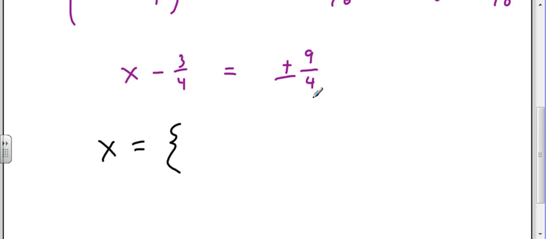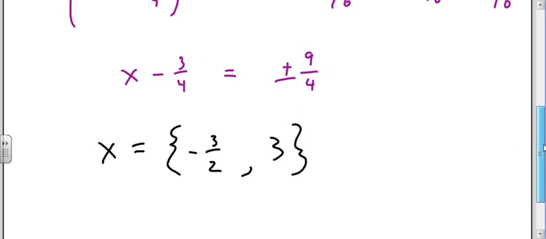What's 12 over 4? 3. So that'd be a 3. If I had negative 9 over 4 and I subtract away 3 from that, it'd be negative 6 over 4. Negative 6 over 4 would be negative 3 over 2, right? Yeah. So that's what I'd end up with.